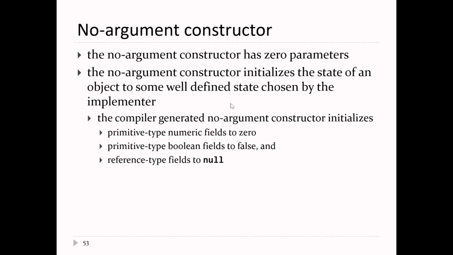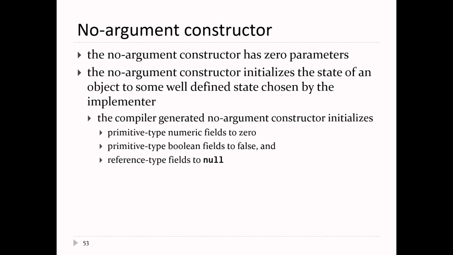If you decide to add a no argument constructor, then it should set the values of the fields to some well-defined state. This is the constructor that someone's going to use to make a quote-unquote default object. As the programmer of the class, it's up to you to decide what the state of the default object should be.